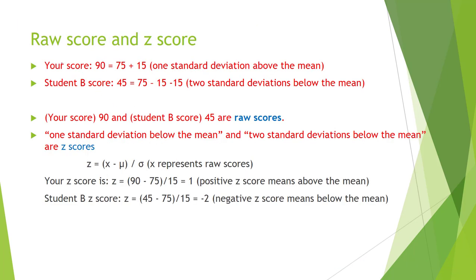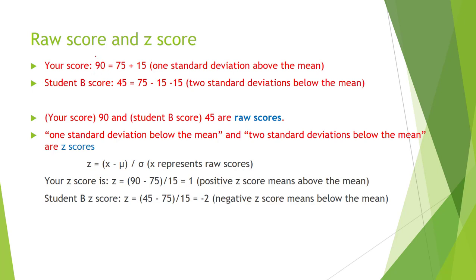Okay, so let me go back to the question I showed you earlier. In that question, I asked you, your score is 90. So 90 is your raw score. Student B got 45, and I've already shown you that is the mean minus 2 standard deviations. So I can express your score as 1 standard deviation above the mean, and student B's score as 2 standard deviations below the mean.